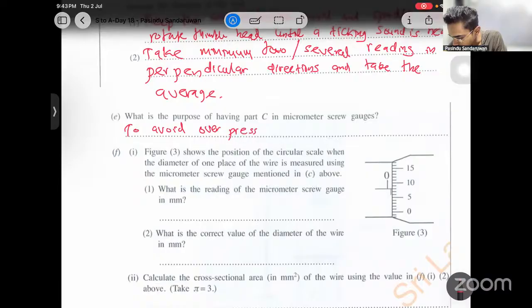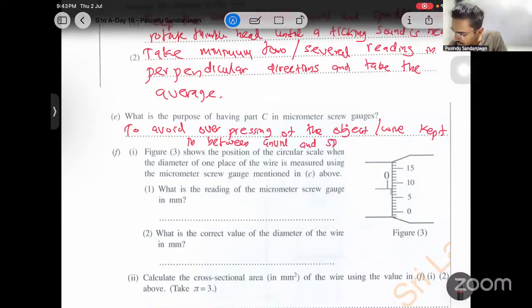To avoid overpressing of the object or wire kept in between anvil and spindle.